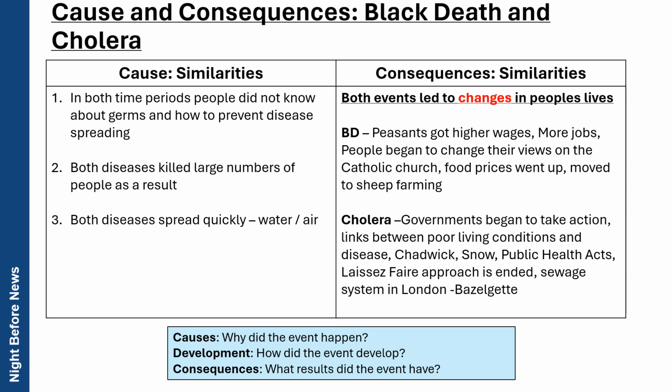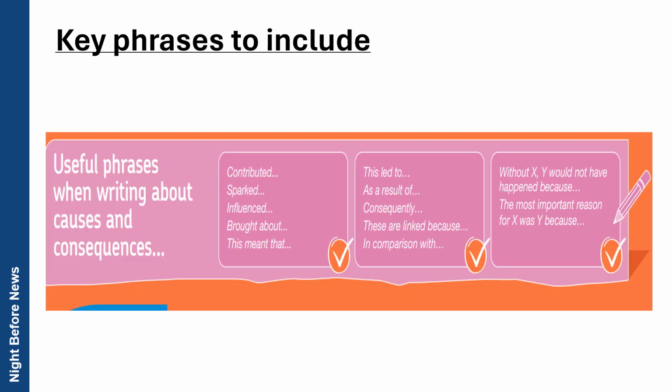So make that list, go through that list and see if you can identify what were the causes of the event or the discovery, how did it develop and what results did it have. And if you can think of that for this question, you'll be moving into those higher bandings. Key phrases to include for this question: this led to, as a result, consequently, this contributed, this influenced, this meant that. Really good phrases to get into your answer for this particular question.